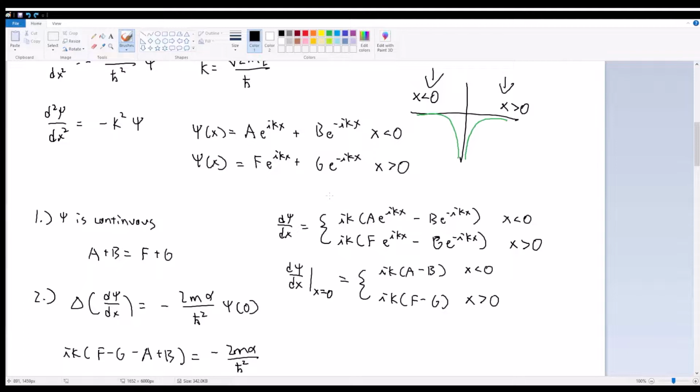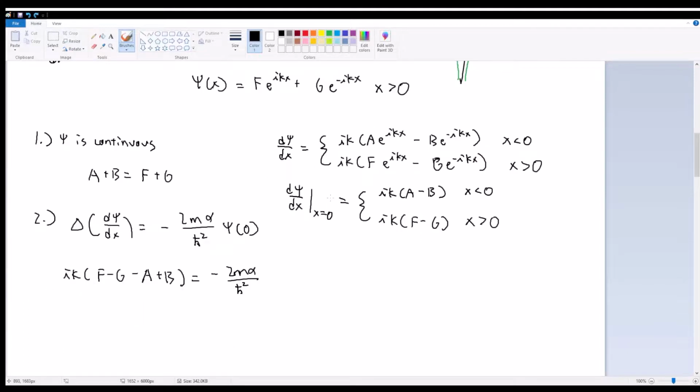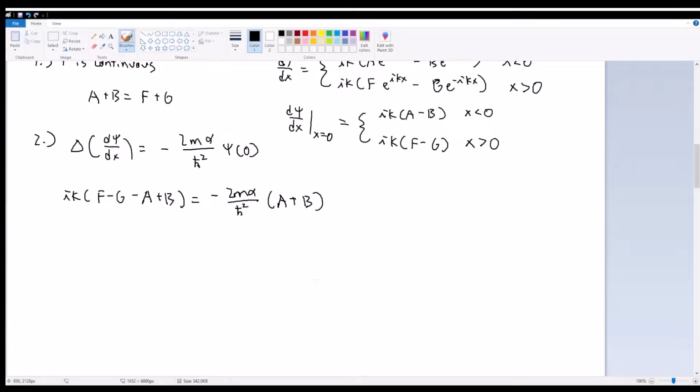It doesn't really matter. All that's going to change is which of these coefficients at the front, f, g, a, or b, we solve for first. For the sake of just following Griffiths' derivation, we're just going to replace it with a plus b. And if we do this, what we can do now is solve for f and g in terms of a and b.